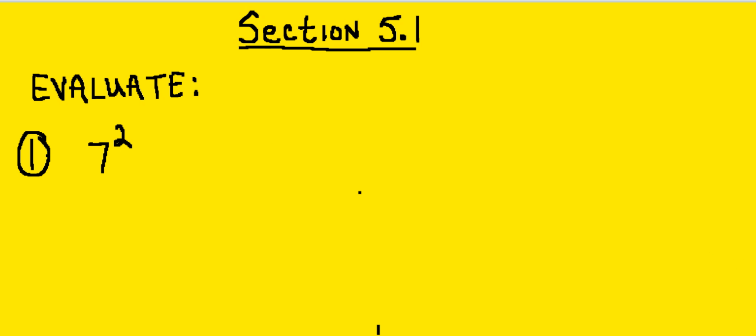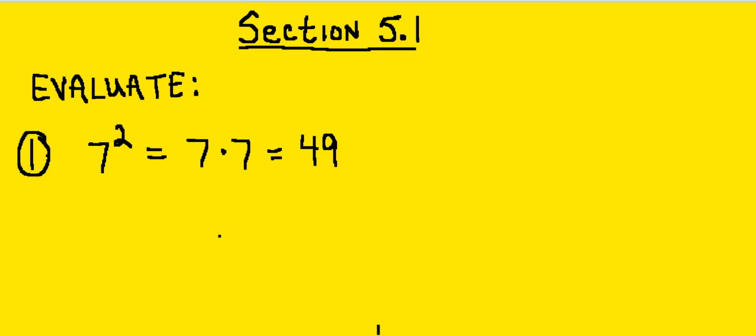Alright, so let's start with number 1, evaluate 7 to the second power. So that means our base is 7, 2 is the exponent, so this is going to equal 7 times 7. And 7 times 7 we know is 49. And that's all there is to it. That's it. Okay.